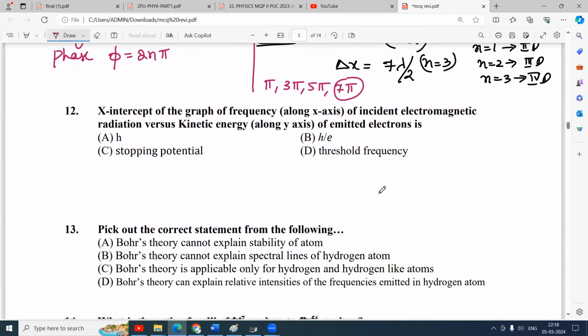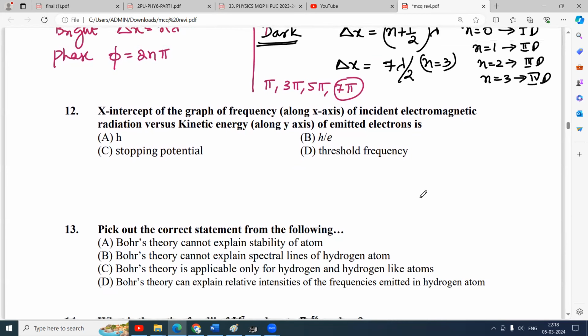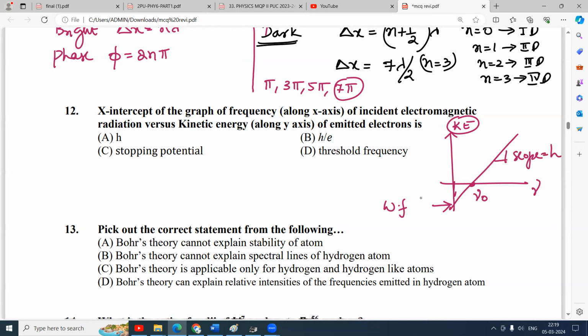The X-intercept of the graph with frequency of incident electromagnetic radiation along the x-axis and kinetic energy along the y-axis. The graph for the photoelectric effect will be like this. This is the x-intercept, and this is the work function, you know it, and this is the threshold frequency, nu naught. The slope is h if it is kinetic energy; if it is potential, then h by e. The x-intercept is nu naught, the threshold frequency.